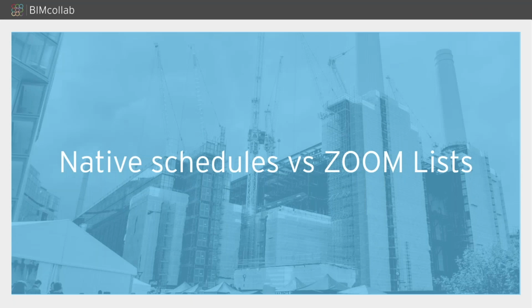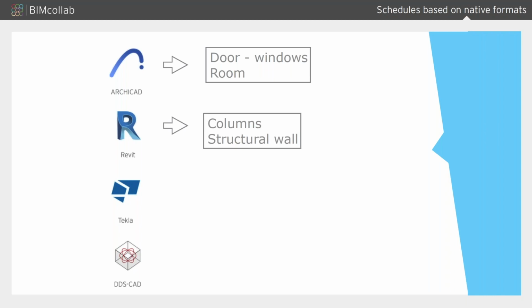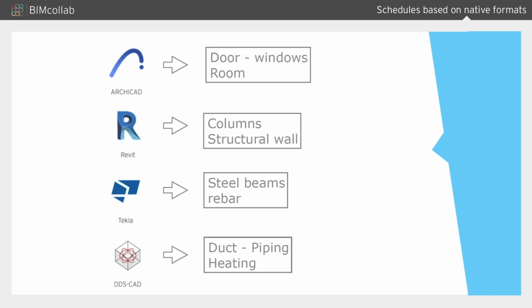So the next thing that I want to discuss is that I want to make a distinction between schedules in general and Zoom lists. Of course, there are a lot of applications that already can create very intelligent schedules. An architect might use his tool to create door and window schedules. Another one can try to make columns or structural walls and make a list for that. Tekla can create steel beam lists, rebar, duct and piping from another application. But this is all from the native software.